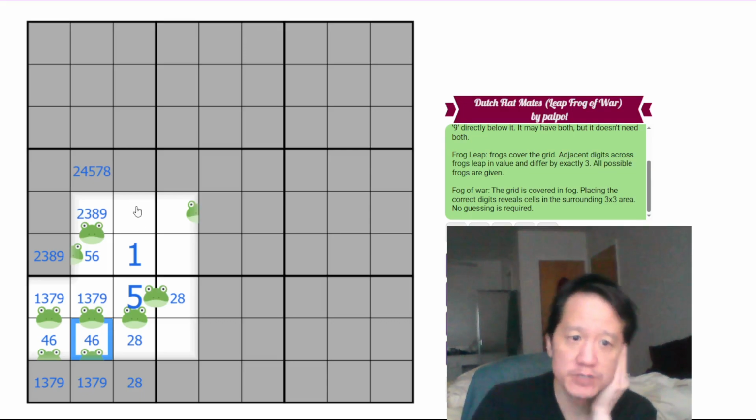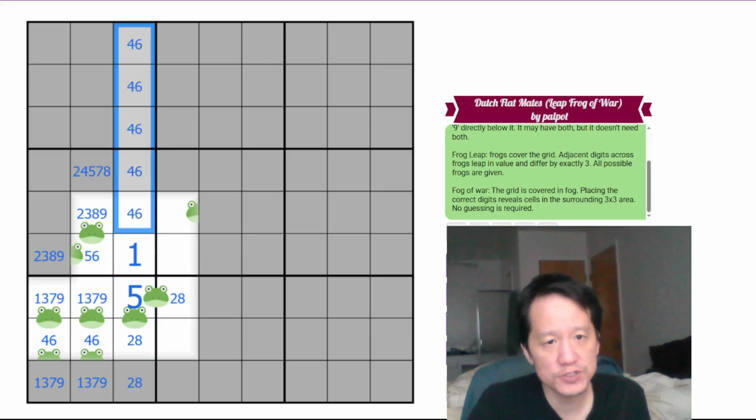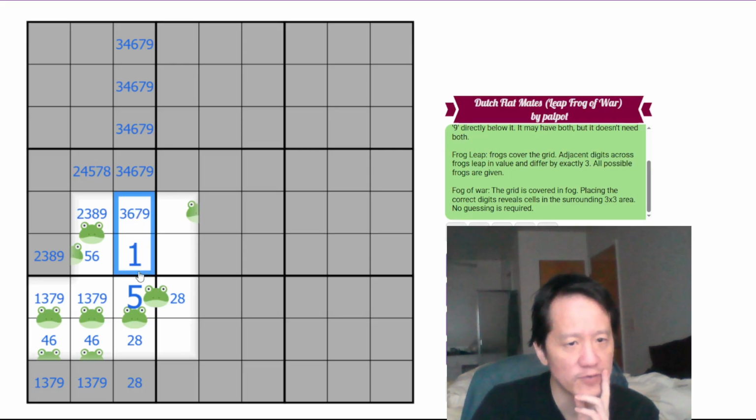What are the other possibilities? Okay, what are the possibilities for the rest of column 3? They have to be 3, 4, 6, 7, 9. But this can't be 4 because it's not 3 away from 1.